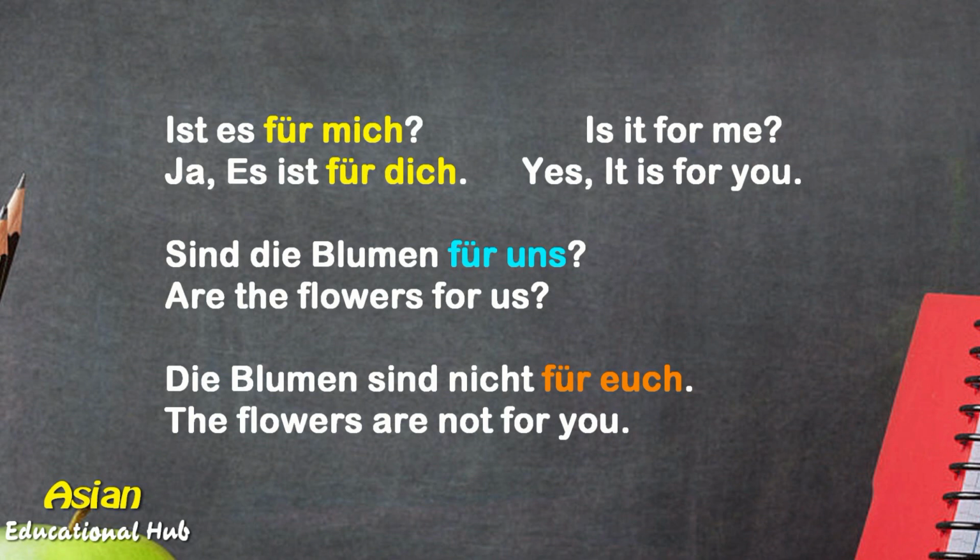Some sentences are here. Ist es für mich? Is it for me? Ja, es ist für dich. Yes, it is for you. Sind die Blumen für uns? Are the flowers for us? Die Blumen sind nicht für euch. The flowers are not for you.